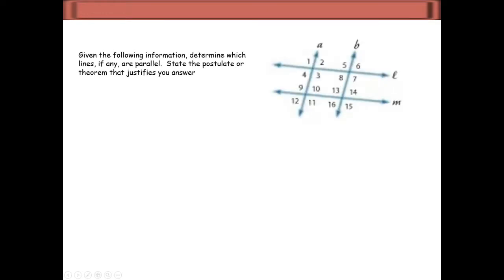Here is an example that has a little bit more complexity to it. Given the following information, determine which lines, if any, are parallel. State the postulate or theorem that justifies your answer.